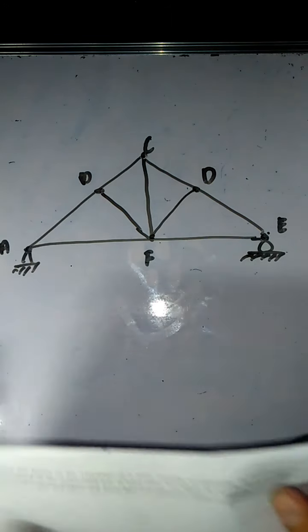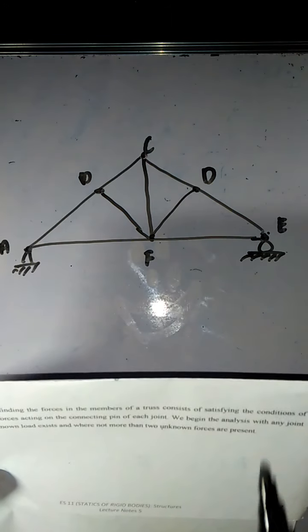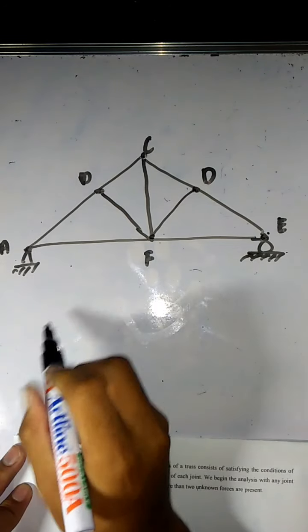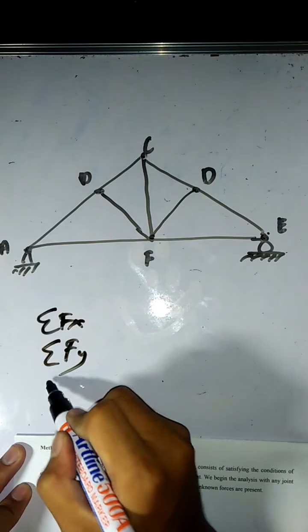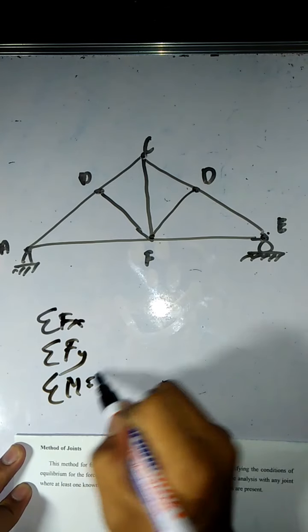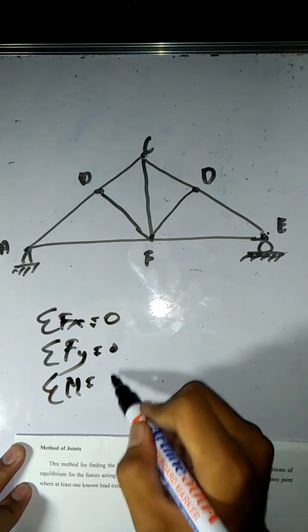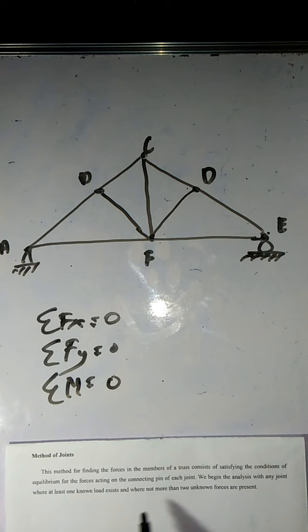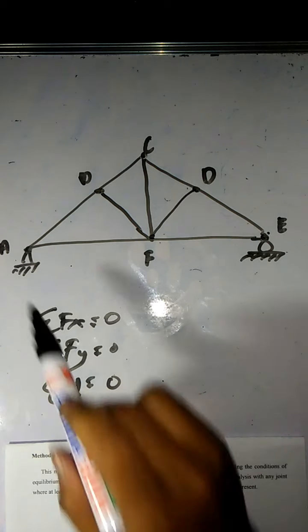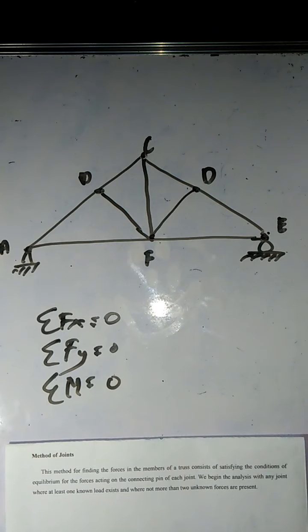So, sa first statement na ito, dapat daw masatisfy yung conditions of equilibrium. Dapat masatisfy yung summation of all forces along X, all forces along Y, and all summation of moment equals to 0 in each joint. Gets ba yun? So, dapat acting on the connecting pin of each joint. Okay? Connecting pin of each joint.